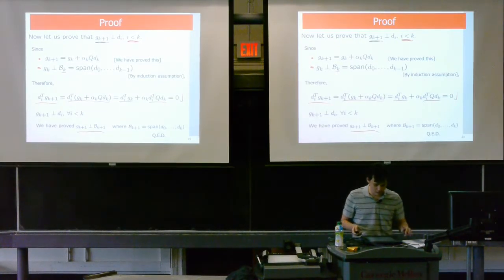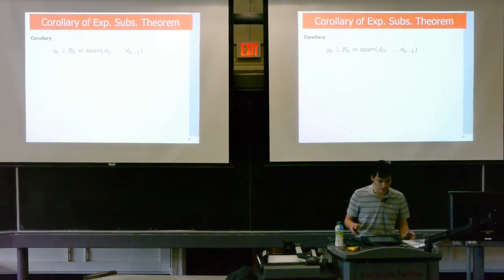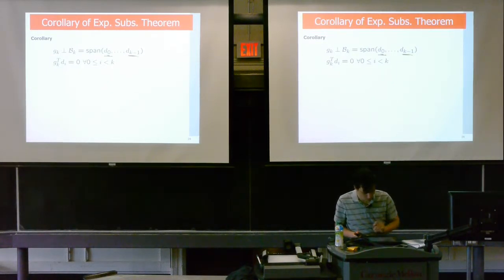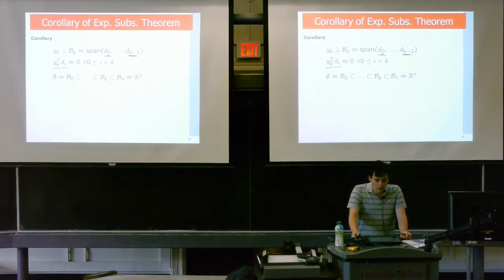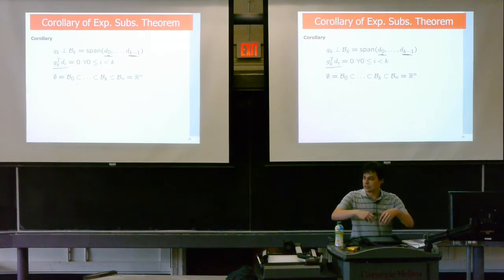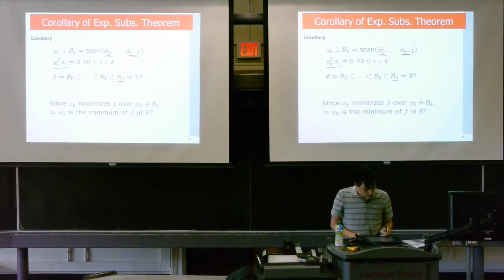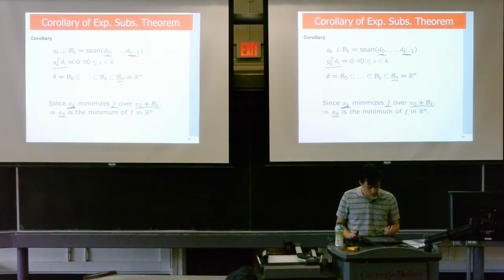gk plus 1 is orthogonal to the subspace Bk plus 1. This is a corollary of this: we proved that gk is orthogonal to Bk, and since Bk is a span of these Q conjugate vectors, of course gk is orthogonal to each of them. B naught is the empty set, and then this subspace keeps increasing until the nth step, where it is the whole n-dimensional Euclidean space. And since xk minimizes f over x naught plus Bk, as we proved, in the limit, when k is n, xn minimizes f over the whole space.